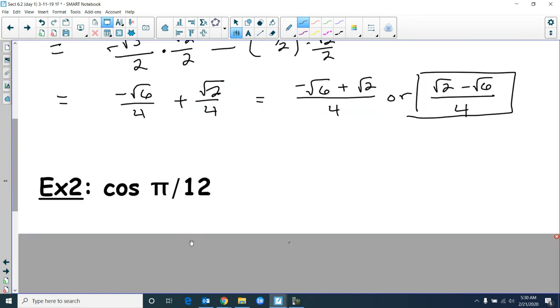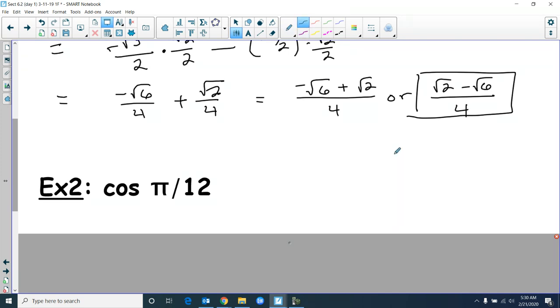All right, let's take a look at another example. Cosine of pi over 12. What we need to do is write this in terms. Now, this tends to throw people off because it's pi over 12, and I at least need to cover it in radians so that we know what's going on. All right, here's how you can do this.